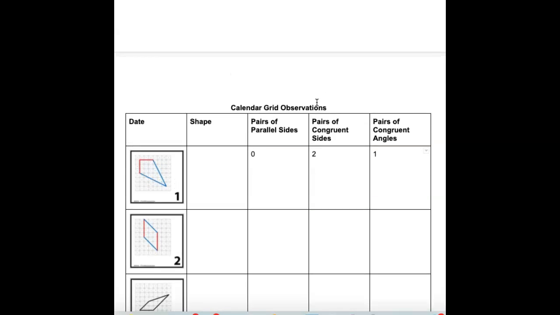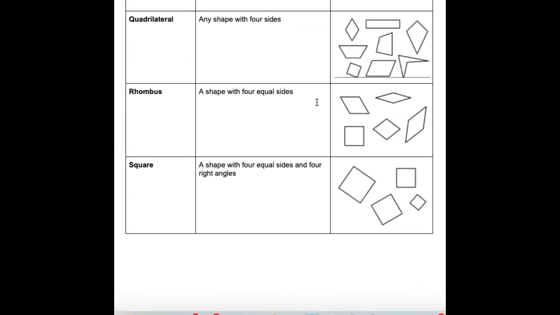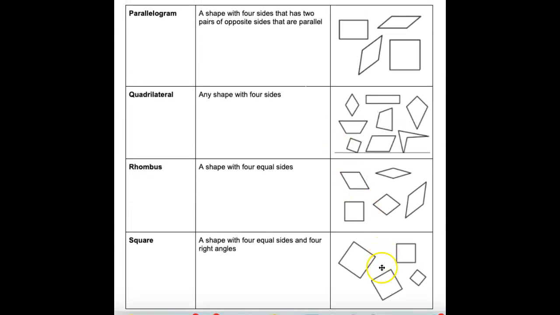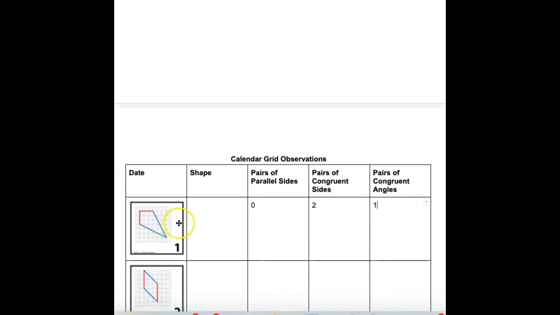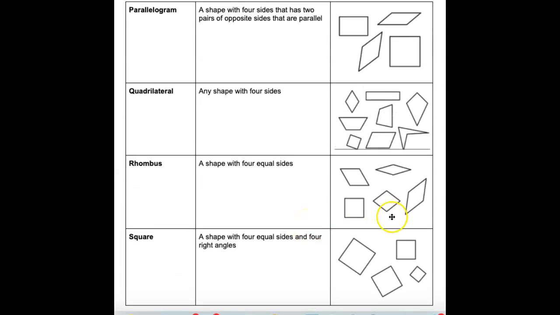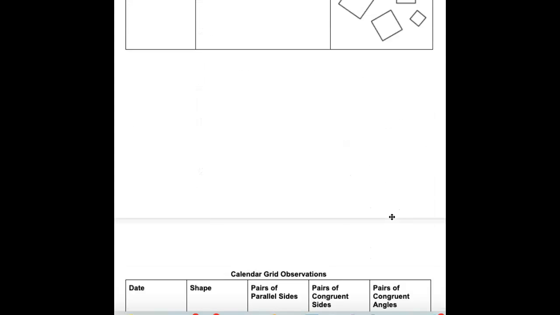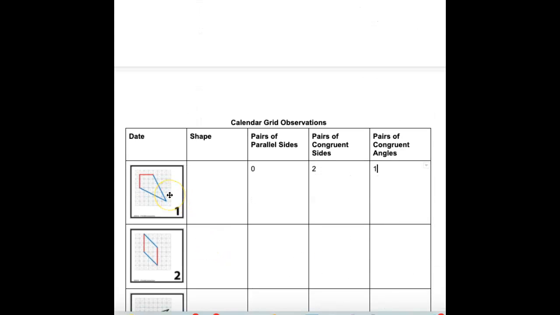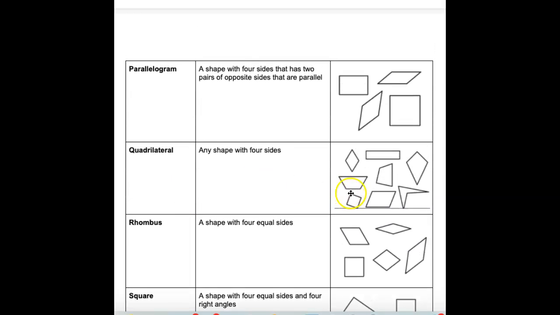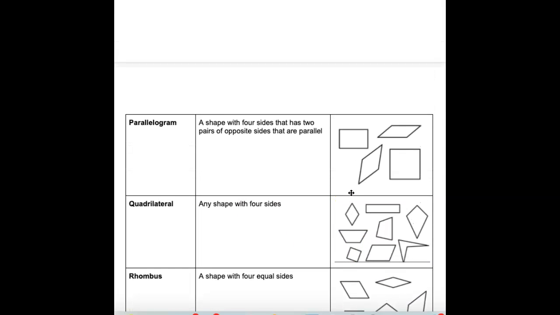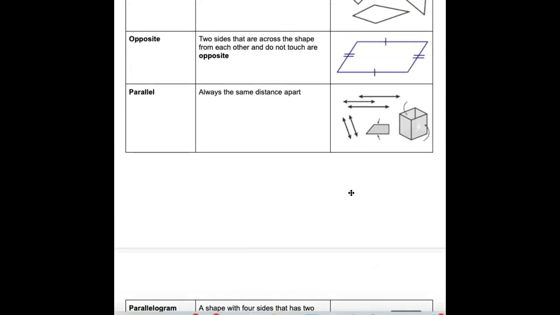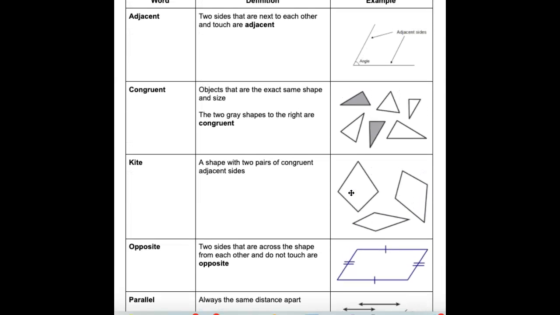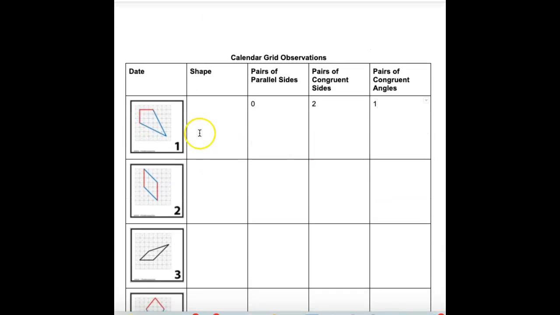Let's go back up to our definitions to figure out what kind of shape this is. Is that a square that we saw? No. What about a rhombus? Almost, but not all of its sides are congruent. It's a quadrilateral, not a parallelogram, but it really looks like a kite. I think this shape is a kite.